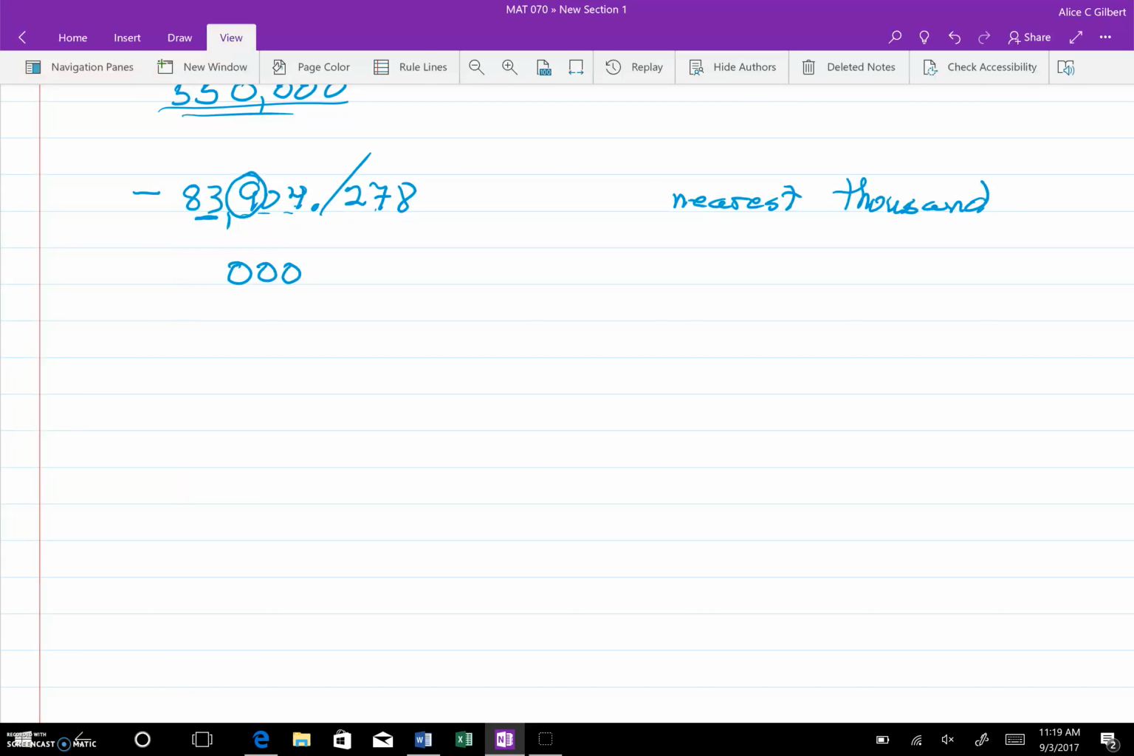This guy I still need until I'm done. 9 is greater than 5, so I add 1. 3 plus 1 is 4, and 8, remember my negative, and that is my rounded number.